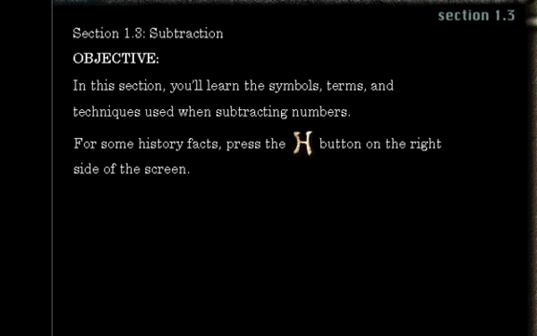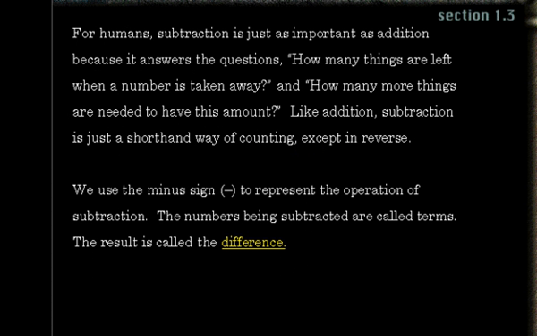Section 1.3. For humans, subtraction is just as important as addition because it answers the questions: how many things are left when a number is taken away, and how many more things are needed to have this amount. Like addition, subtraction is just a shorthand way of counting, except in reverse. We use the minus sign to represent the operation of subtraction. The numbers being subtracted are called terms. The result is called the difference.